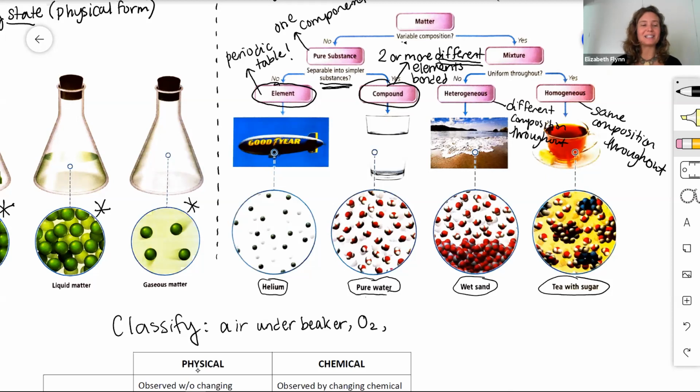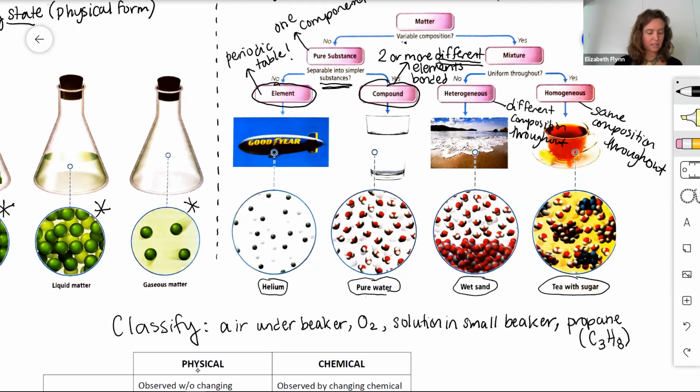So hold on, don't tell me yet. I'm going to write them all out and then you're going to work together on these. Okay. What about the solution in the small beaker? What about the propane, which has the chemical formula of C3H8? And what about the ash that inevitably mixes with the wax?